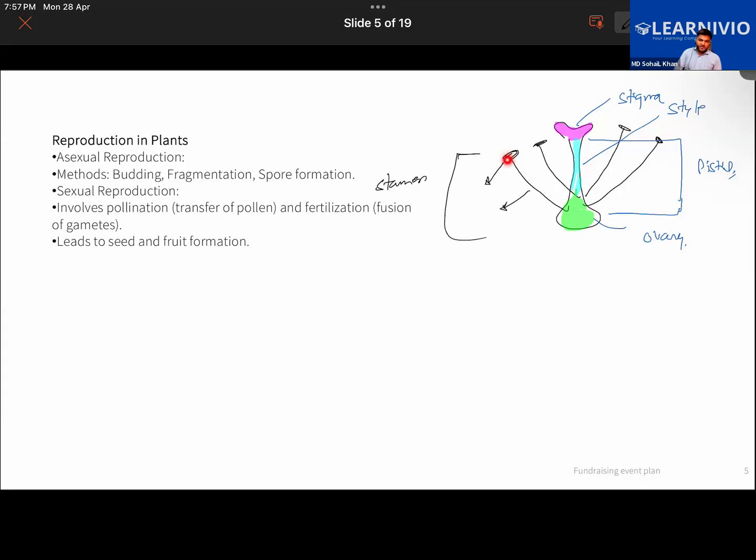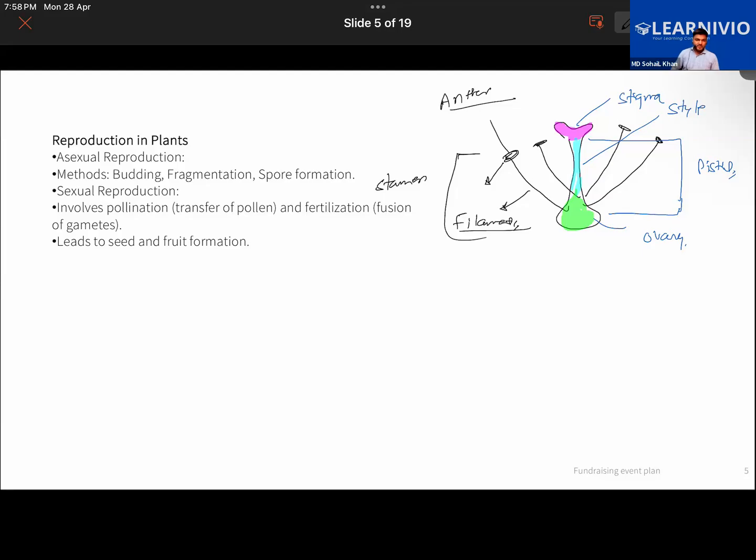Let me give you a hint. This part of the stamen contains pollen grains. Stamen is made up of two parts, no? This contains pollen grains. But what do we call this part? It starts with A. Anther. Good. And this one, that is filament.